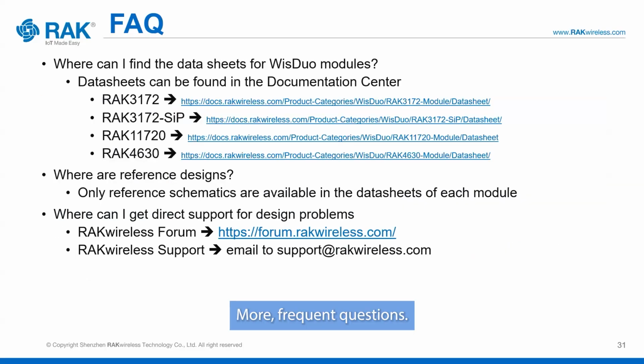More frequent questions: where can I find the data sheets? The data sheets are all in our documentation center. As for reference designs, we only have reference schematics. We are not offering reference designs. And where can I get support? I know most of you know it. We have our forum, and you can reach us directly for technical support through email at support@RAKwireless.com.